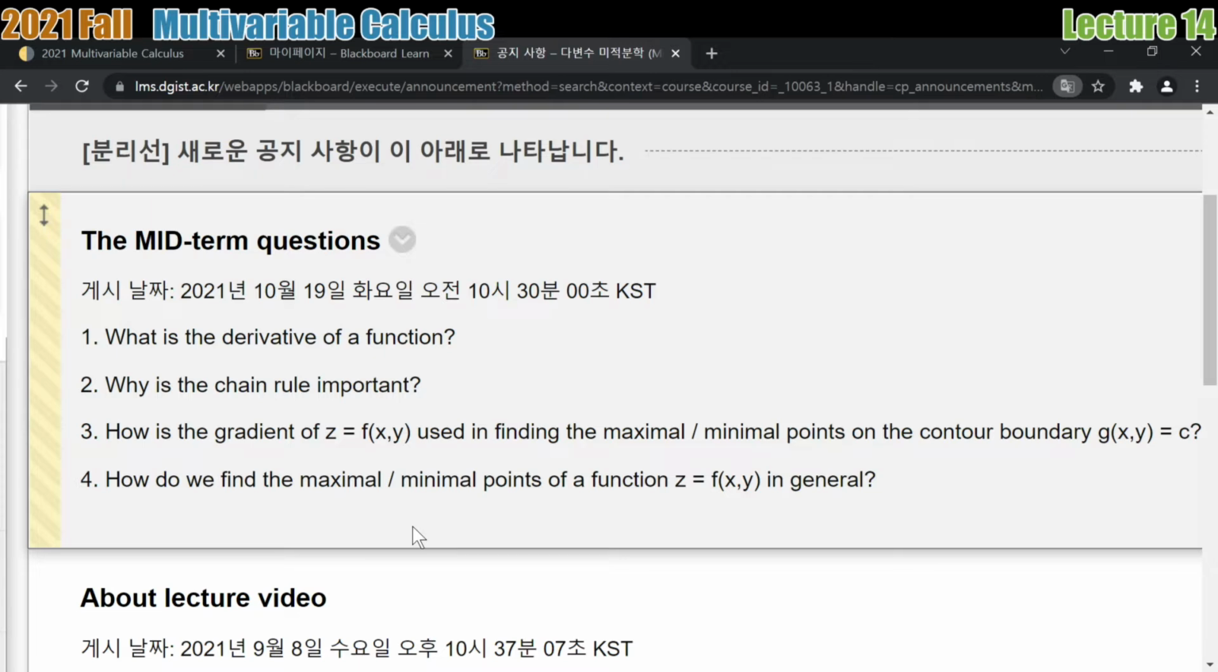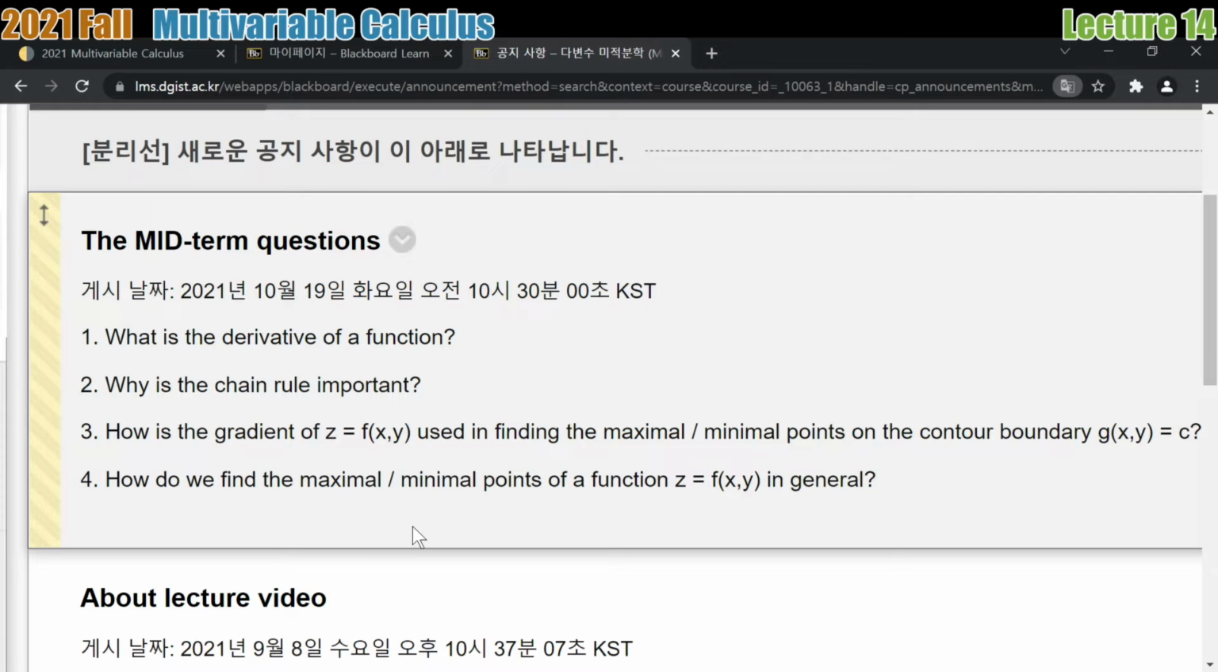And third one, how is the gradient used in finding the maximum and minimum point on the contour boundary? So that's a really hard question. It's asking about, technically, the Lagrange multiplier. And there are a few students who answered that correctly, but my intention was that you don't have to explain in a general sense for this question.